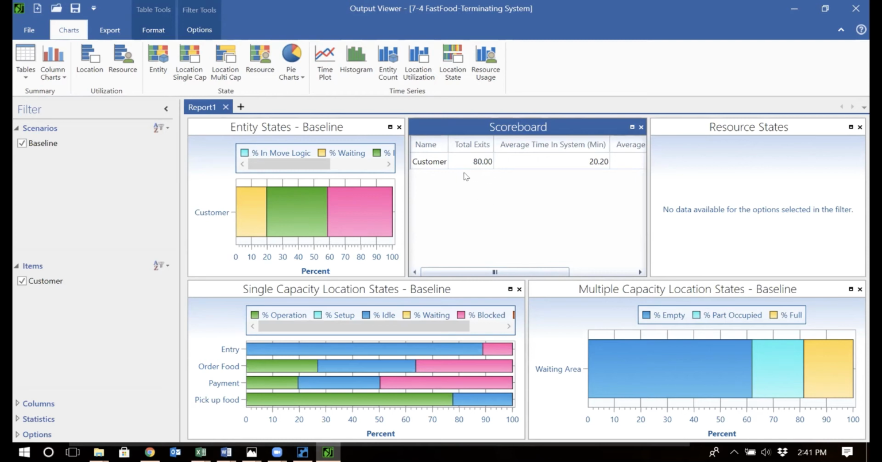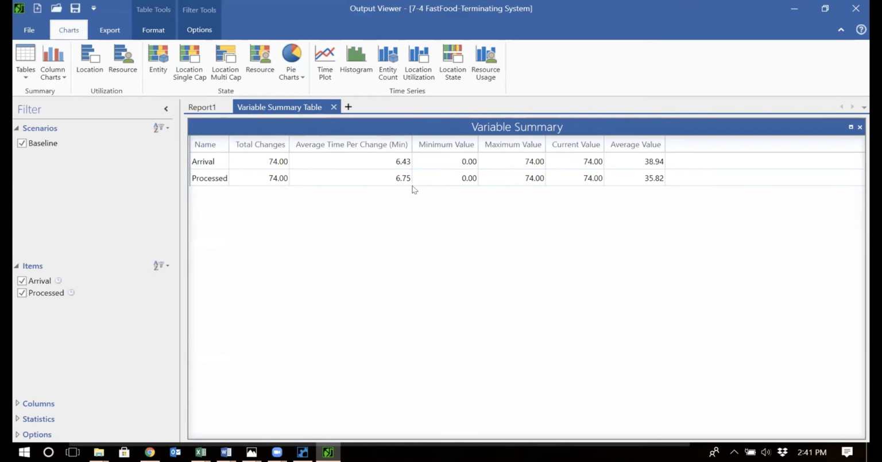So this total exit has more people than we actually served, and does not show exactly how many people we served. If I want to see how many people we served, where should I go? Is there anything in the model that can show me that? If I go to variables, obviously arrival and processed are the same because everyone who arrived left. But any one of these variables can show me how many people got the food and left the system. So I served 74 people in that one day of operation, which was 8 hours, 19 minutes in this system.